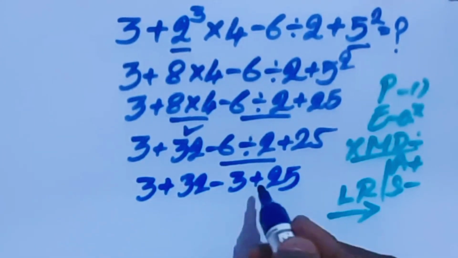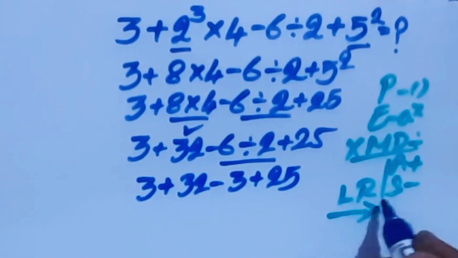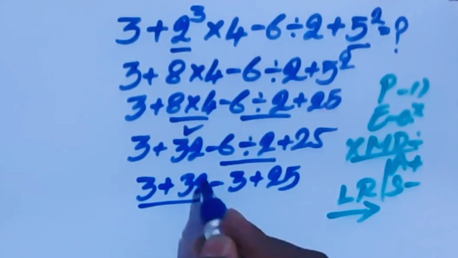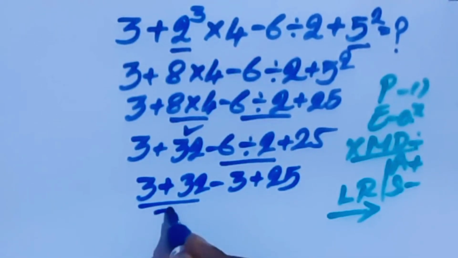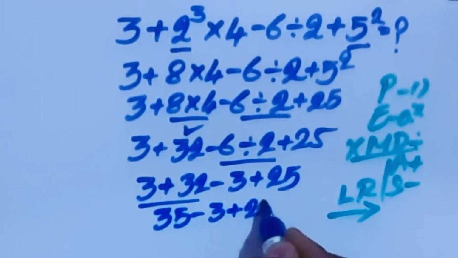Here we have addition, subtraction and addition. Here addition and subtraction are both equal priority. For equal priority, we have introduced the left to right rule. Here left to right is 3 plus 32. 3 plus 32 is 35 minus 3 plus 25.